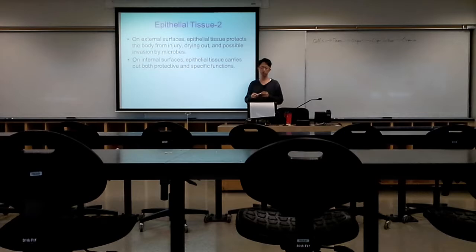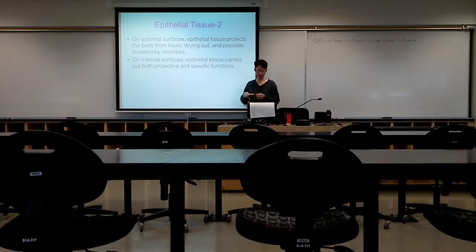On the external surfaces, the epithelial cells protect the body from injury, drying out, and invasion by microbes. For example, on our skin, the outermost layer is made of dead cells. We use the dead cells to wrap around our bodies so that we can fake to the microbes that we are dead tissue. So the microbes see that it's all dead tissue, and then they won't eat us, they won't invade us.